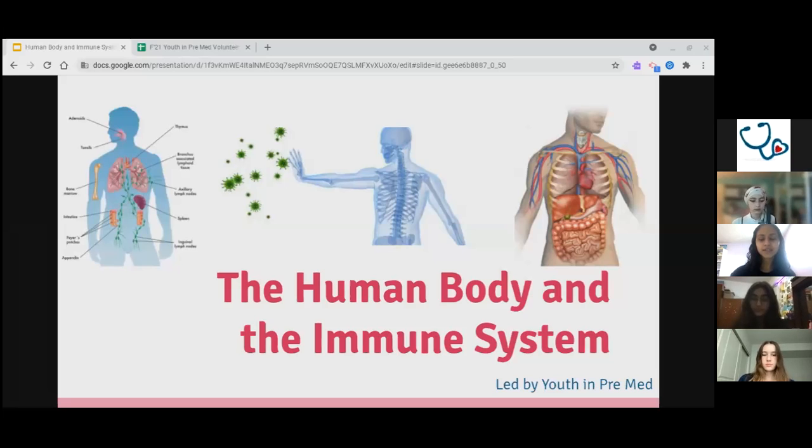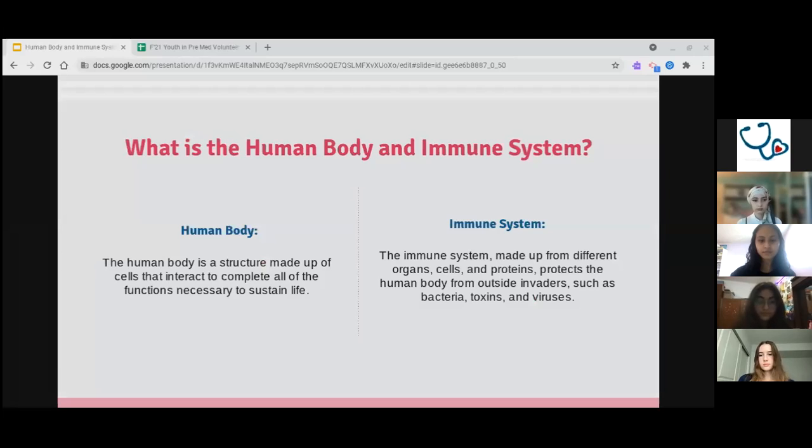The topic of our presentation today is the human body and the immune system. You may be wondering, what is the human body and immune system? Well, the human body is a very complex structure made up of various cells that interact to complete many different functions that are required to sustain life. The immune system is made up of different organs, cells, and proteins, and it protects the human body from harmful outside invaders, such as bacteria, toxins, and viruses.